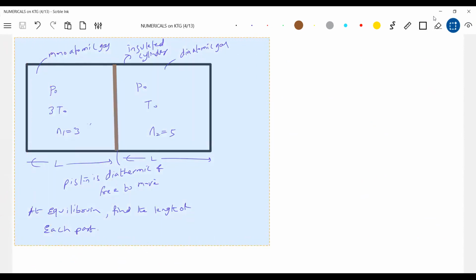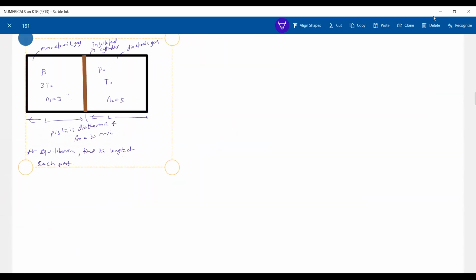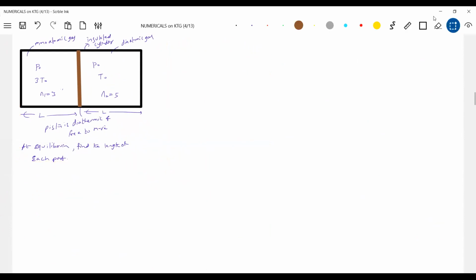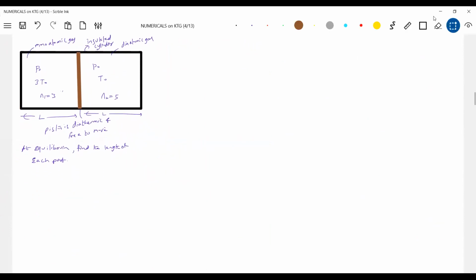Okay, now I'm bringing the next situation. This is an insulated cylinder. Let me explain. This is an insulated cylinder. We have a piston which is diathermic, which will conduct heat slowly, and it is free to move. The initial pressure of the gas is P0 on both sides. The temperature here is 3T0, here the temperature is T0. Monatomic gas here, diatomic gas here.